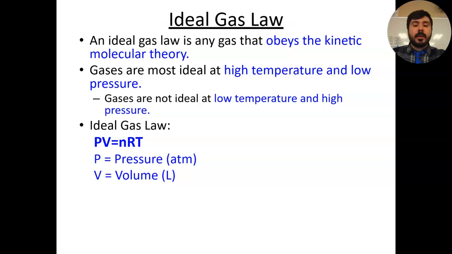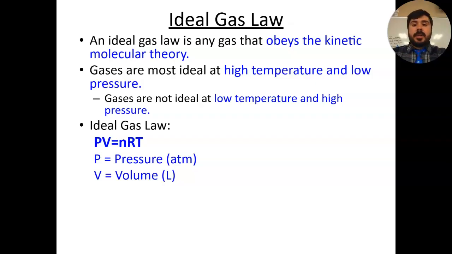Next up is volume. Same deal, right? Capital V, of course, is volume, but volume was either milliliters, mL, or just liters, L. In this particular case, with the ideal gas law, volume needs to be in liters only, right? Not milliliters, it has to be in liters.